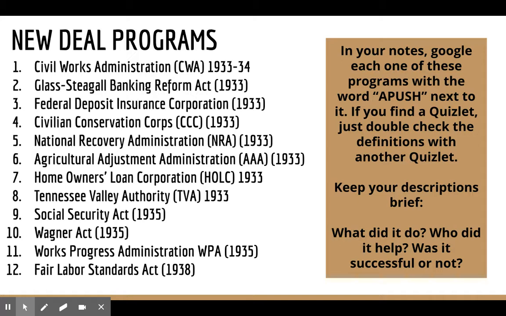You can type in New Deal Programs APUSH, APUS History. You might see a Quizlet. You might get Khan Academy. You might get Albert something or Magoosh. Guys, whatever site you use to get your information, just maybe double check it, especially if it's a Quizlet. Double check it with another Quizlet just to make sure that the information's correct, because some Quizlets are really good and some Quizlets are not good.